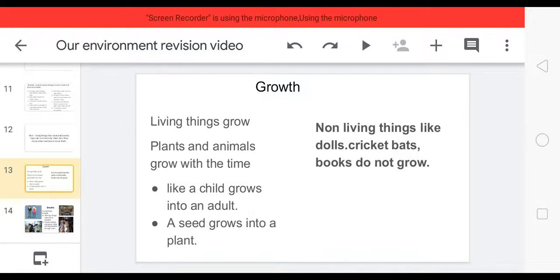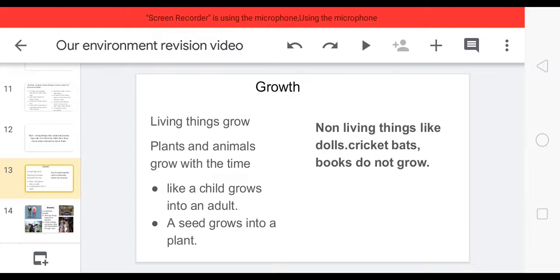And you can see a small baby grows into an adult, or slowly you can observe in your pictures in the album. When you were a small kid, then slowly you grew, and now you are in class 3. It means you can see your height grows and your weight increases. It is a sign of growth.